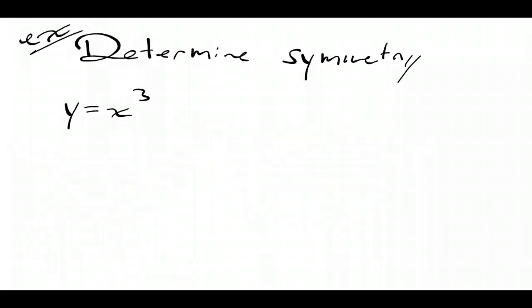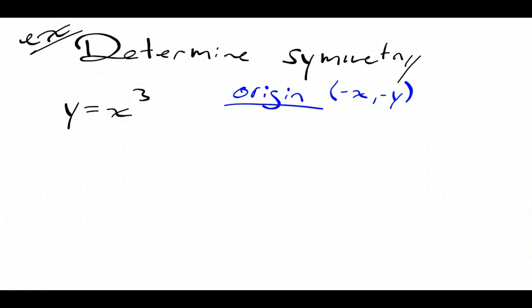Here's another example. Same thing, determining symmetry. So pick one, test it. If it doesn't work, move on to your next one. I kind of think this one might be origin, just by looking at it. The more of these that you do, the more idea you'll have of what you think it is. So with origin, I'm going to plug in a negative x and a negative y and try to make it come out as my original function.